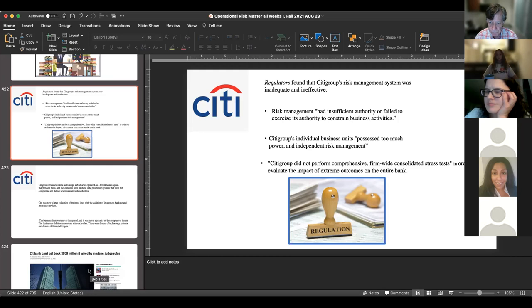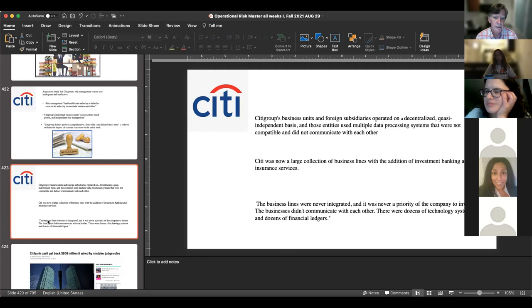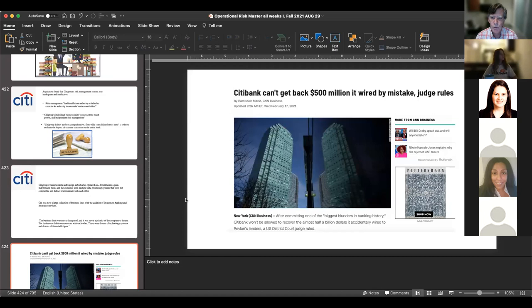And Citi didn't do a comprehensive firm-wide consolidated stress test. And we're going to talk about what stress tests are in the next lecture, so don't get hung up on it. This talks more about the bank being just too big to manage. And here was a mistake the bank made because there just wasn't enough manpower to do things.